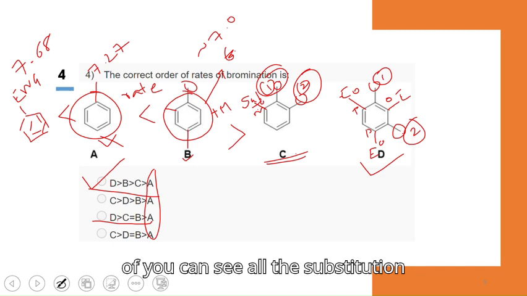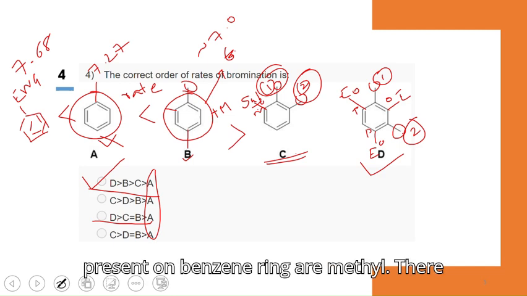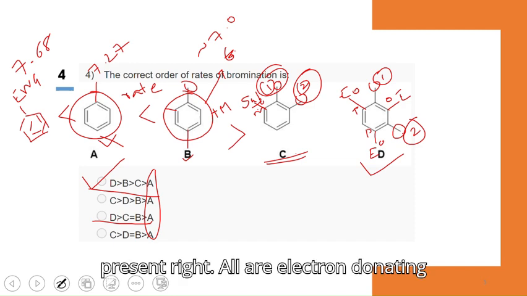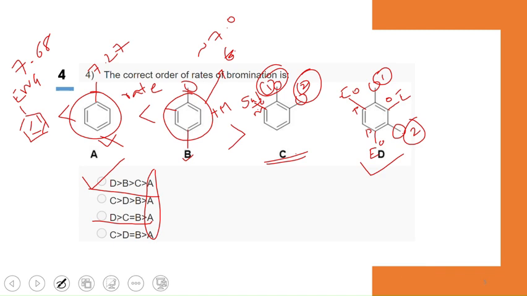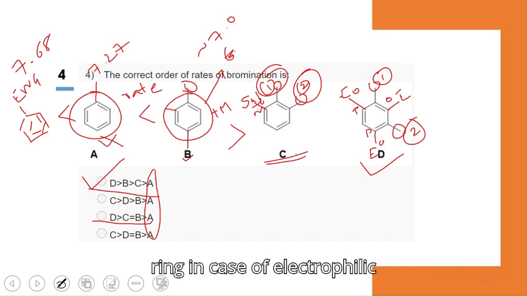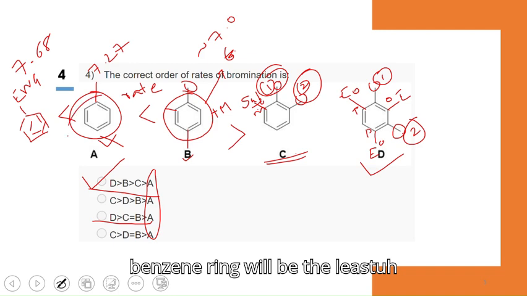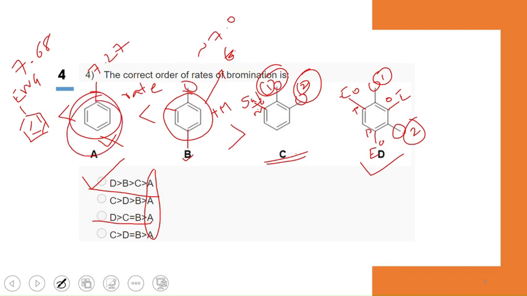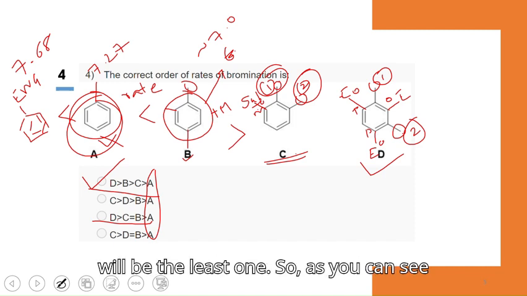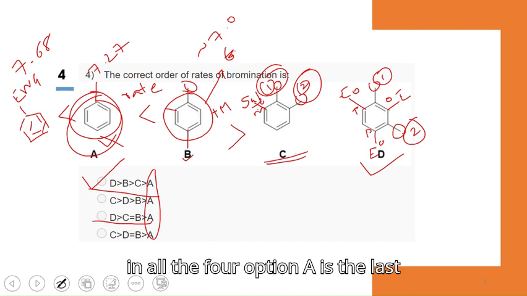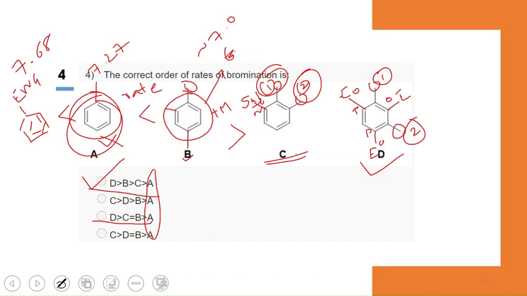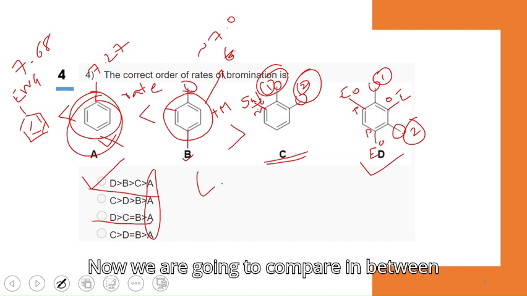So here all of you can see all the substitutions present on the benzene ring are methyl. There is no electron withdrawing group present, right? All are electron donating groups. So that's why the rate of these substituted benzene rings will be higher compared to the rate of the benzene ring in case of electrophilic substitution reaction. So that's why the benzene ring will be the least reacting group here. So the rate of the reaction for benzene will be the least. So as you can see in all the 4 options, A is the last in terms of rate of the bromination reaction. Okay. Now we are going to compare between these 3.